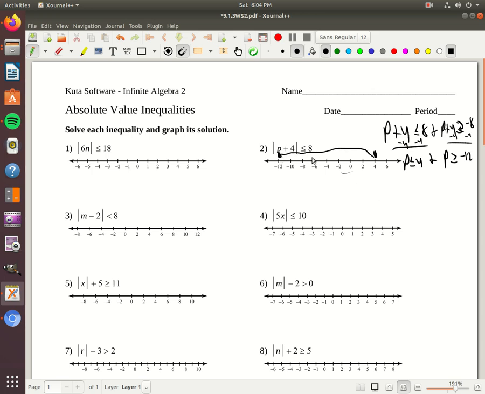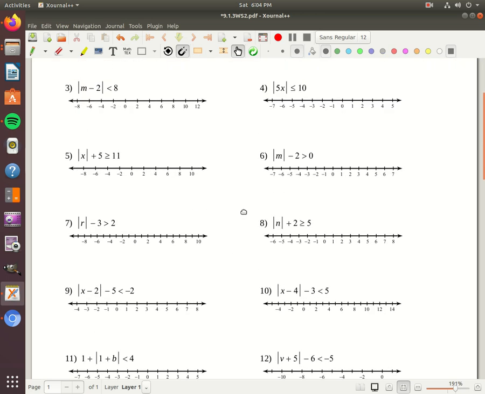Again, if you want to do the thing where it's p plus 4 is equal to 8, p plus 4 is equal to negative 8, and get your points, and then check a point, feel free to do that. Again, I just kind of don't do it that way, and it gets really old doing everything twice.